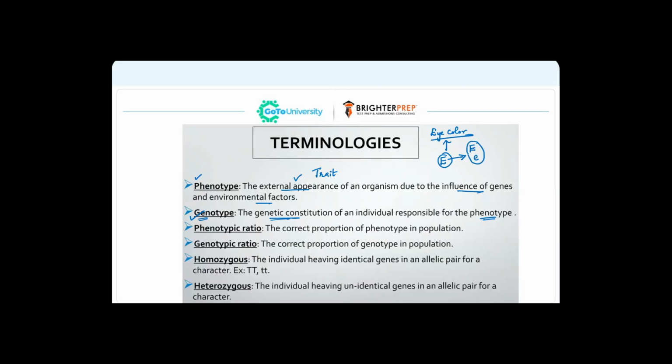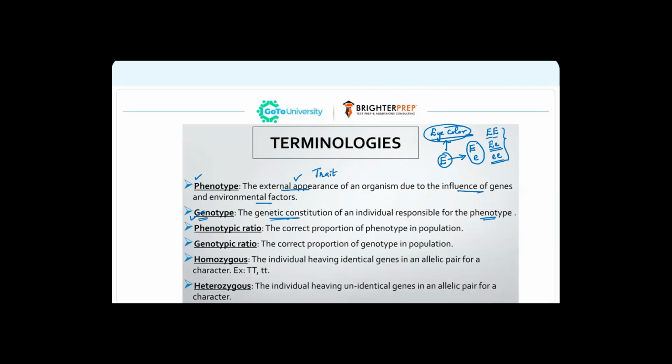For example, if they are having a homozygous genotype, that means they'll be having 2 dominant alleles. If they are having 1 dominant and 1 recessive allele, they are having a heterozygous genotype. And if they are having 2 recessive alleles, they are having a homozygous recessive genotype. So these are the genotypes, and the genotypes will be presenting or causing a particular phenotype in an organism, for example, the eye color.